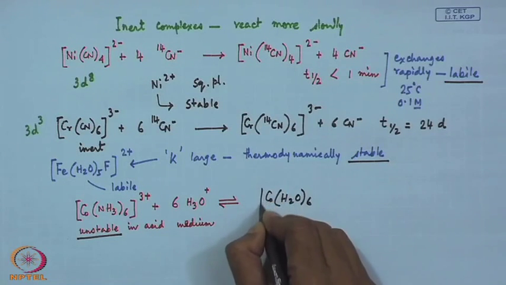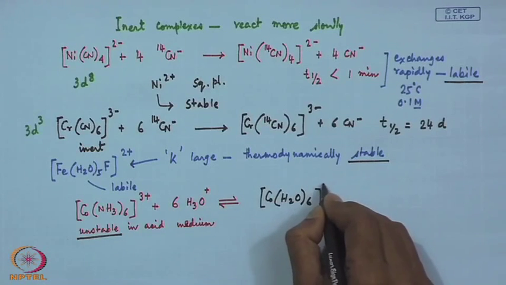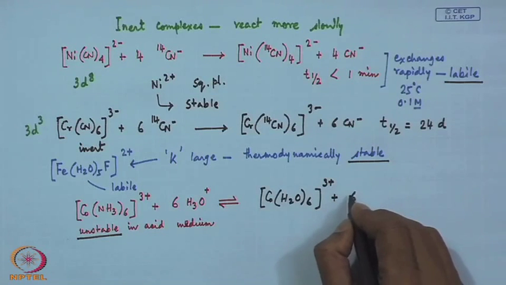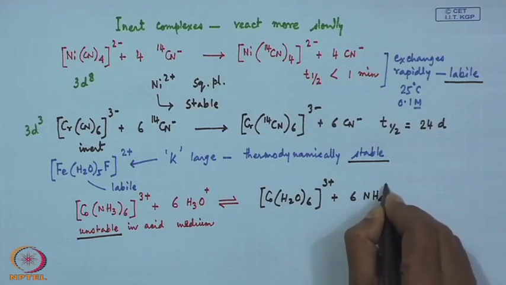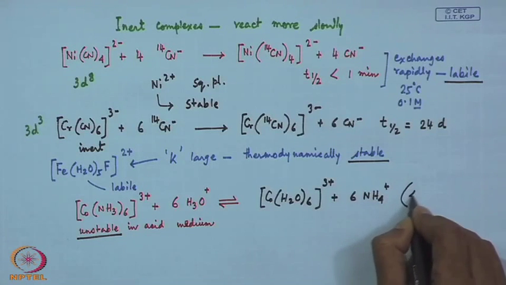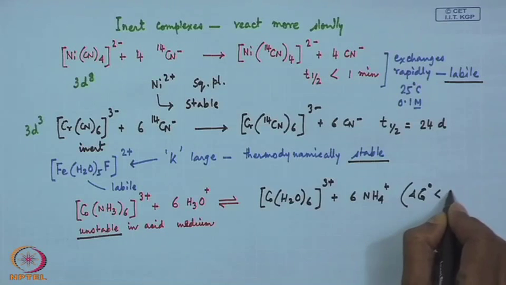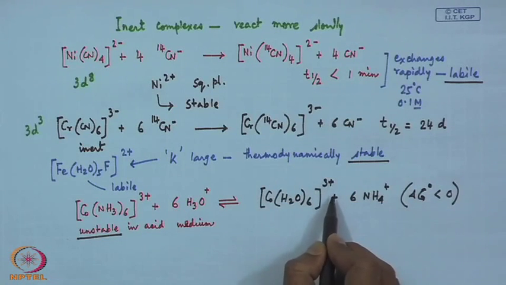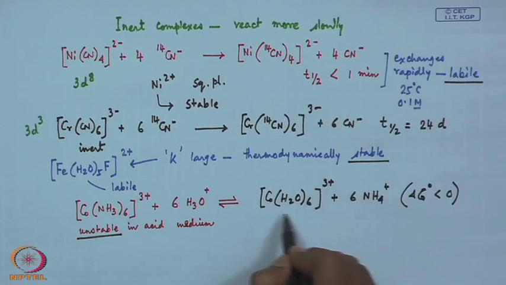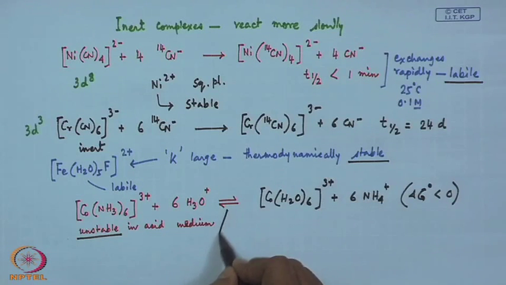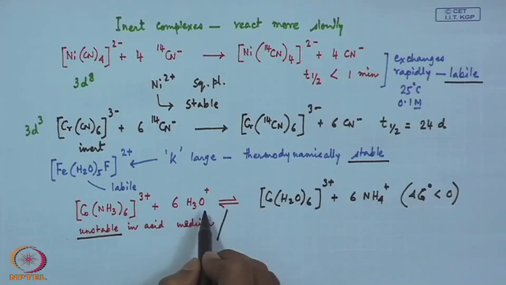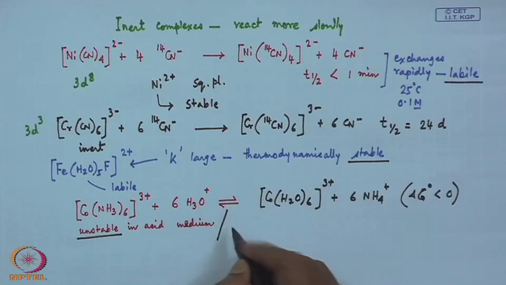hexa-aqua compound with 6 ammonium ions, and delta G0 is negative, that means it is spontaneous also. So, slowly it can form the corresponding hexa-aqua compound, and it is unstable in acid medium, that gives us the idea that it will decompose with the acid, but the reaction is very slow.